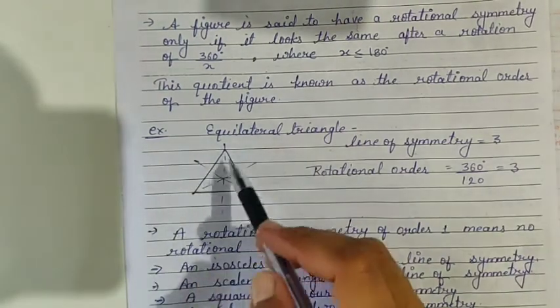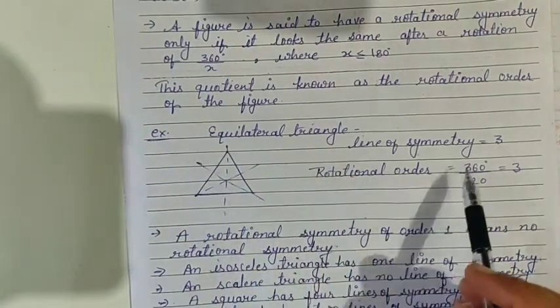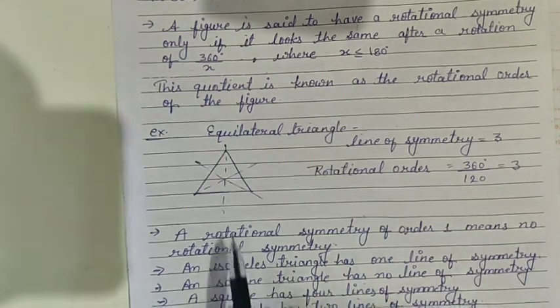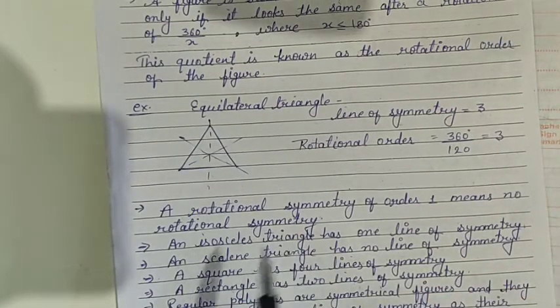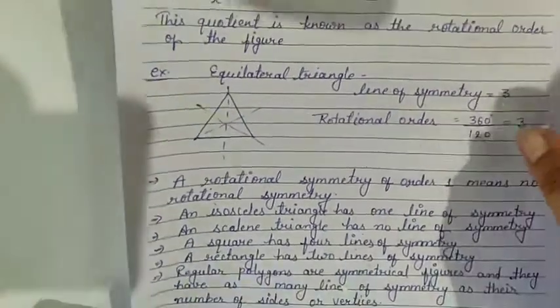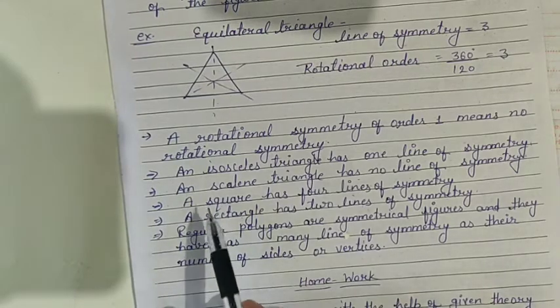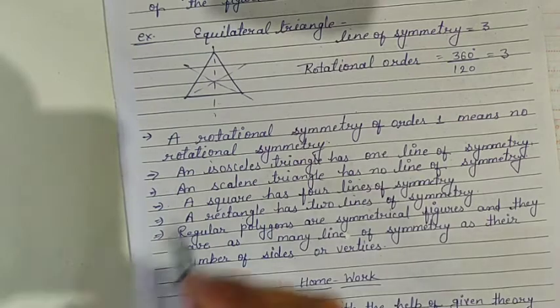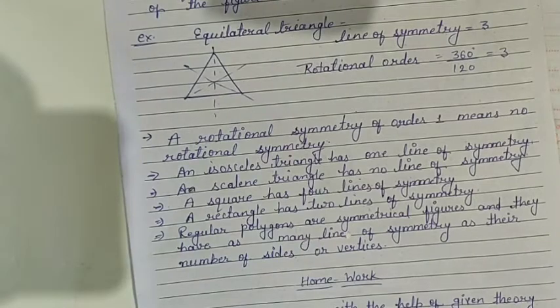And equilateral triangle has 3 lines of symmetry. This line, and this line. And rotational order 360 degree upon 120 degree, that is equal to 3. A rotational symmetry of order 1 means no rotational symmetry. An isosceles triangle has one line of symmetry, and a scalene triangle has no line of symmetry.